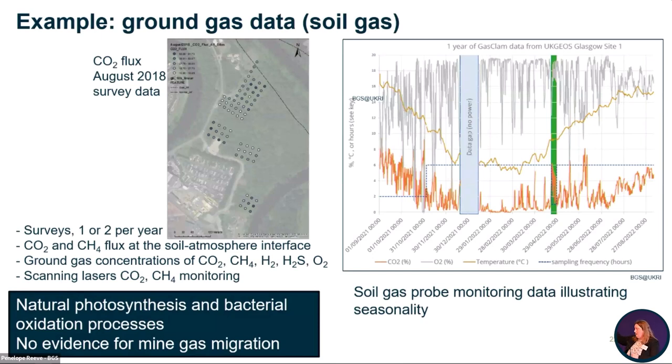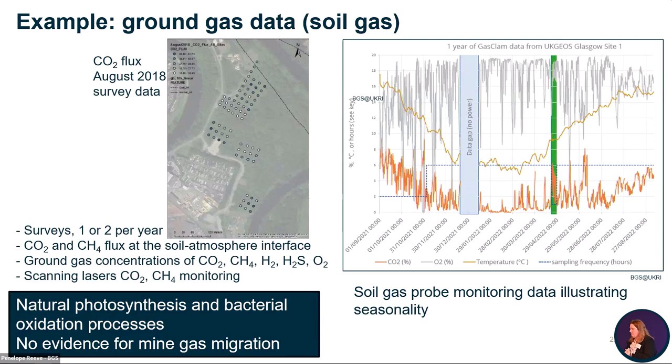And again, what you can see is a year's worth of data, and you can see a big curve. The line in the middle, the orangey one, is temperature. And then the grey and the orange at the top and bottom are oxygen and CO2. We've also done isotopic analysis on some of these data. And we've now got some scanning lasers on site for near-surface air quality monitoring of CO2 and methane. Taken together, all this data on the ground gas, our summary at the moment is we don't see any evidence of mine gas migration.